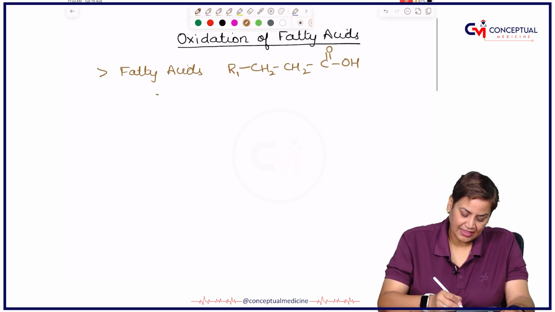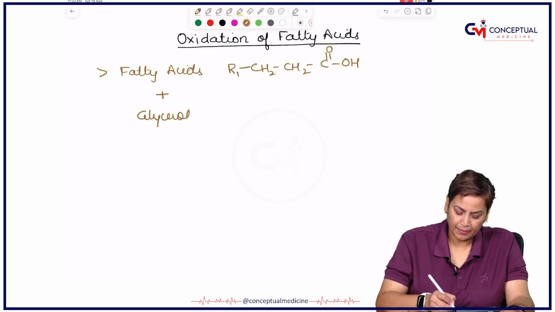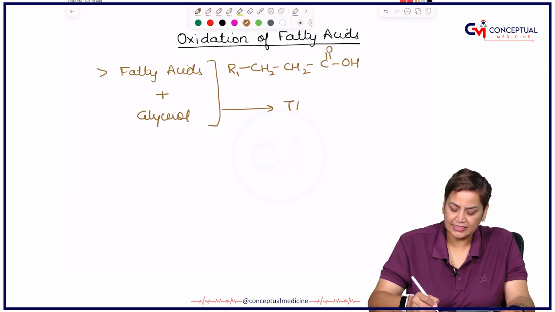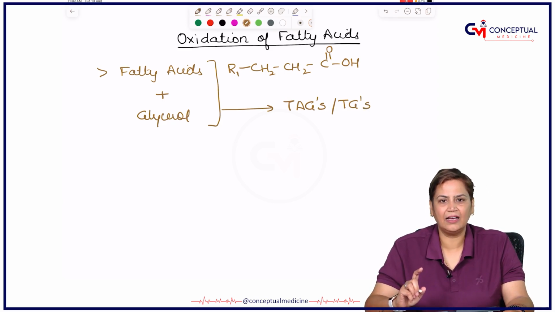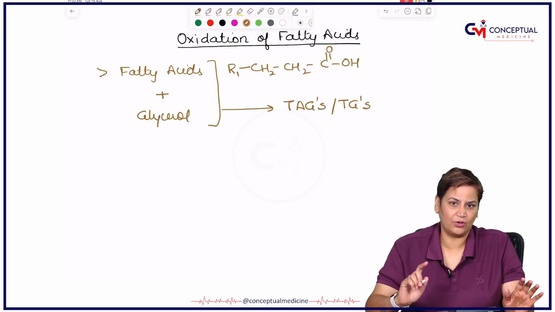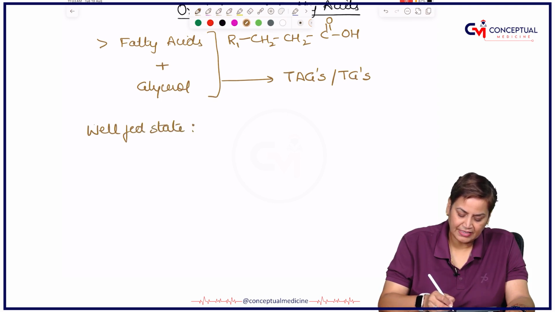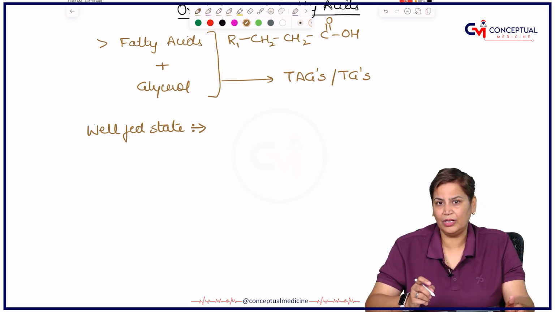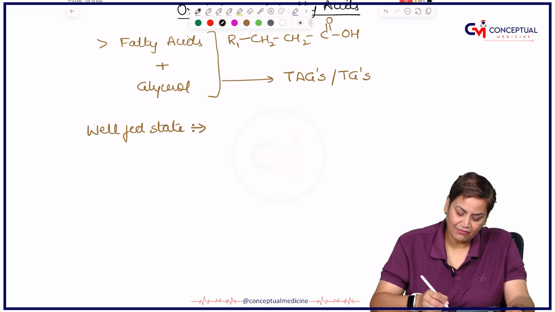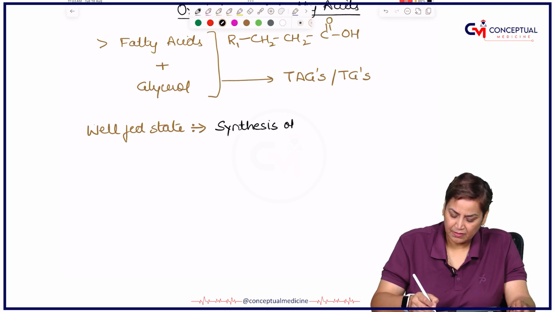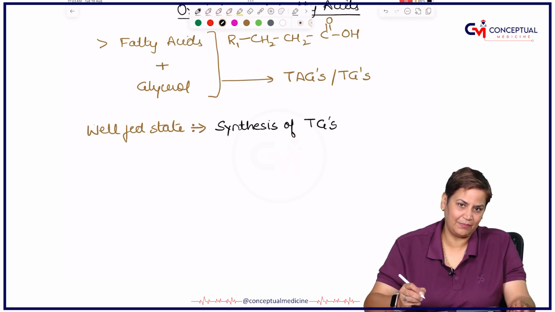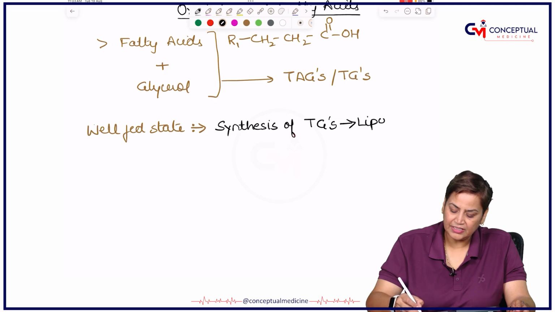Now these fatty acids, when they combine with glycerol, they are going to form triacylglycerols, or we can call them TGs. So how do we define TGs? TGs are the triesters of fatty acid and glycerol. Now, simple concept: whenever our body is in a well-fed state, when we are eating something, always remember there will be an anabolic reaction or synthesis. So in the well-fed state, synthesis of fat or TGs will take place, which is known as lipogenesis.